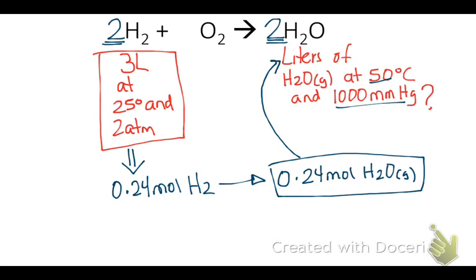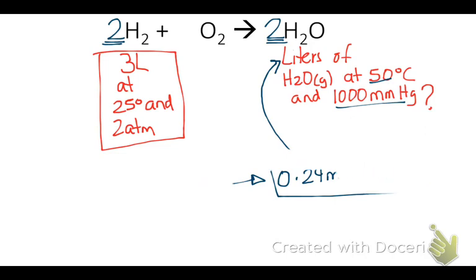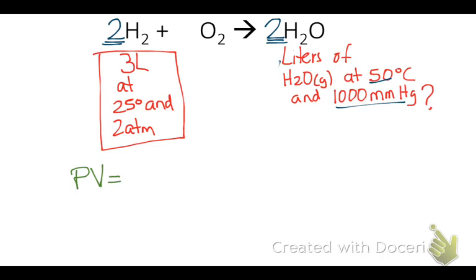So let me erase this. That's great, but it will not be included in the exam. So I use the same formula again. I will use PV equals nRT. Which are the data I have now?